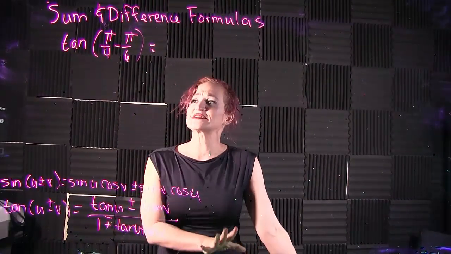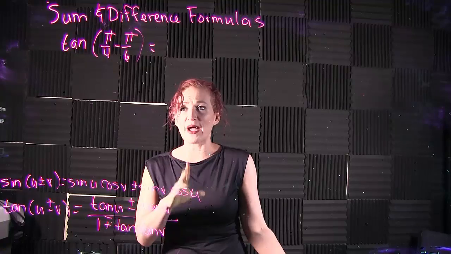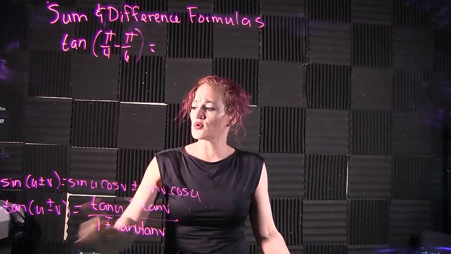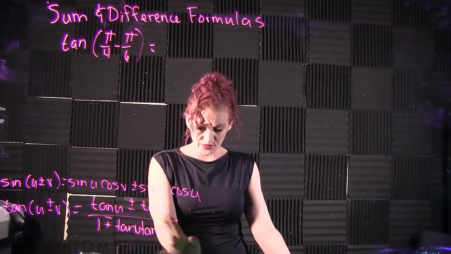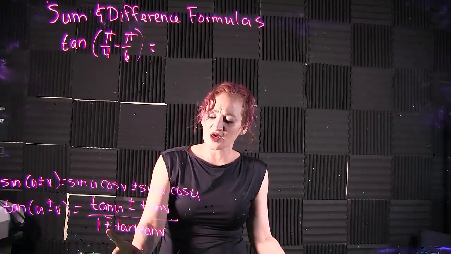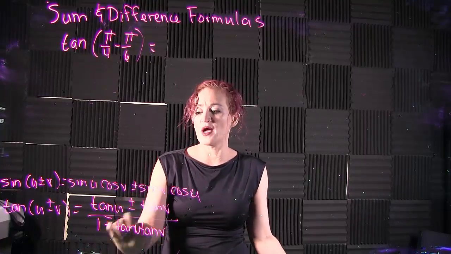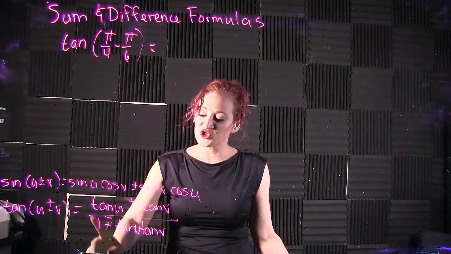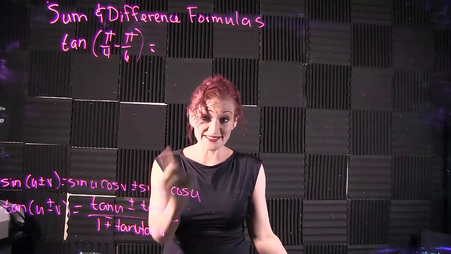Our next example here, tangent pi over 4 minus tangent pi over 6. Quick correction, if you're looking at the tangent formula previously, I had to make a correction on the signs here. I had it 1 plus and then the minus. It should be 1 with the minus on top, plus down bottom for it here.